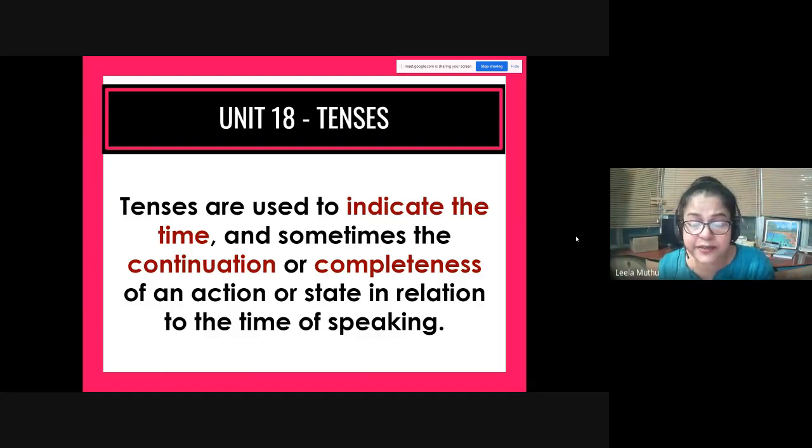Or an action or state in relation to the time of speaking. So as I'm speaking, when I tell you about an action, you know exactly. If I say I taught, then you know the action is over. If I say I'm teaching, or if I say I teach, you know the action is present, okay? It's in the process. But if I say teaching, it's an ongoing action. If I say I shall teach, you know it's not yet happened, it's going to happen in the future. So you have to be very careful and see when the action occurred, and you'll know immediately when you see the words in relation to the sentence.